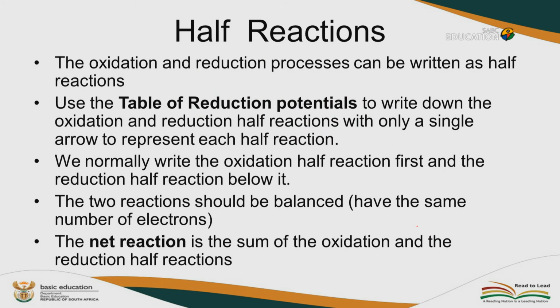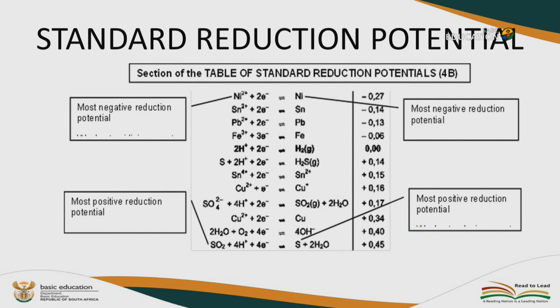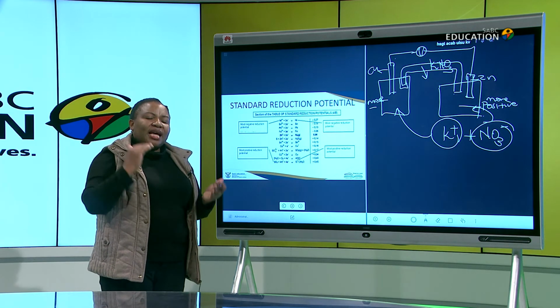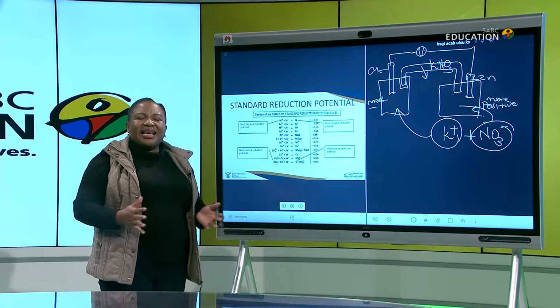Okay? Now, when we write half cells, we have what we call the standard reduction potential table. The standard reduction potential table will be given to you learners so that you know how to write the half cell. All the half cells on the standard reduction potential table are written as reduction.